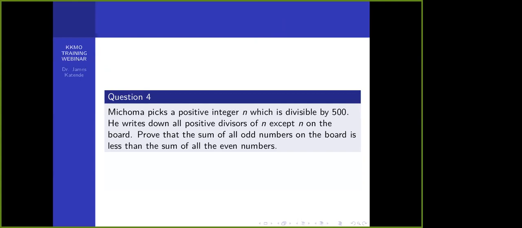And also the other thing you should note is that we are looking at all the divisors except n. So n is not included. Any ideas so far?